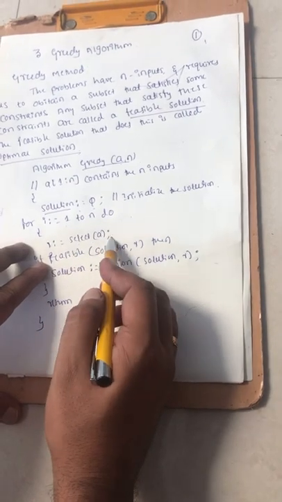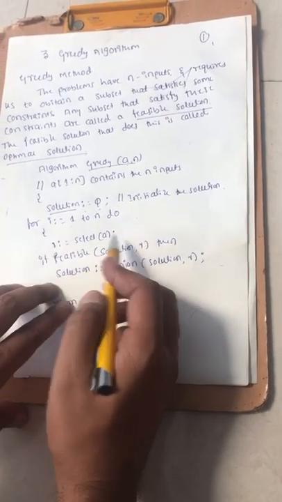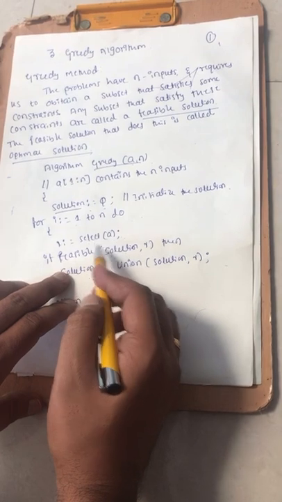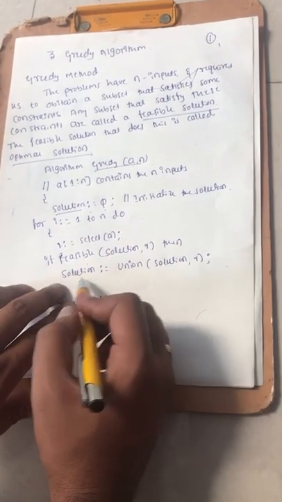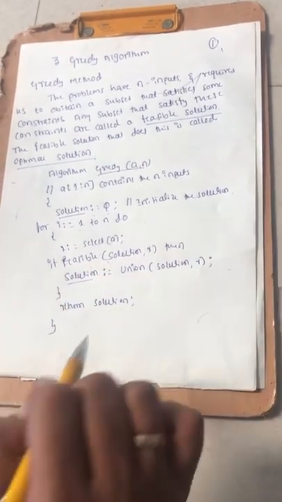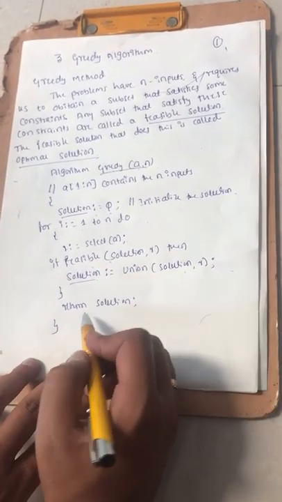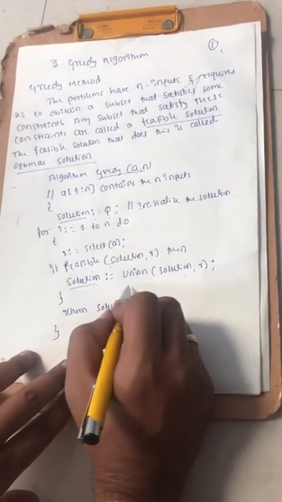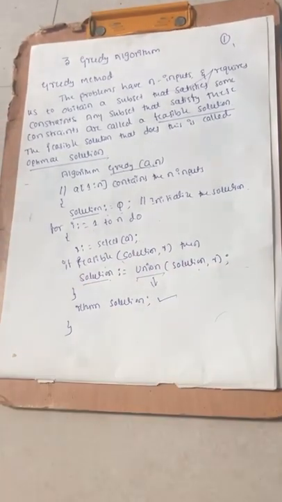Select the subset here. If that subset is feasible, then only add it into the solution. If the subset is not feasible, we are not going to add it. Once you add it to the solution, it is returned. We are going to use the union function to add into the solution.